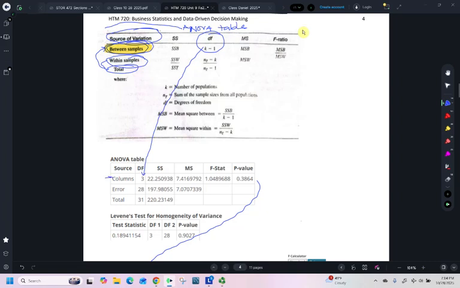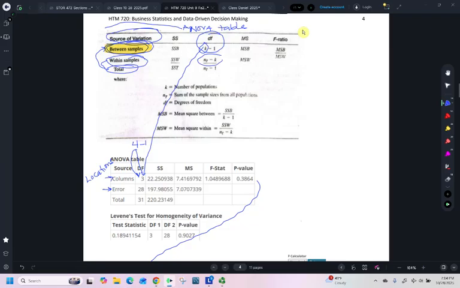So take note that in this case, we will need the degree of freedom for the columns. In this case, our columns are the locations. And then you have the error. This is within samples. And in this case, our K, remember, is the different levels of location. We have 4 locations. So 4 minus 1 gives us 3.